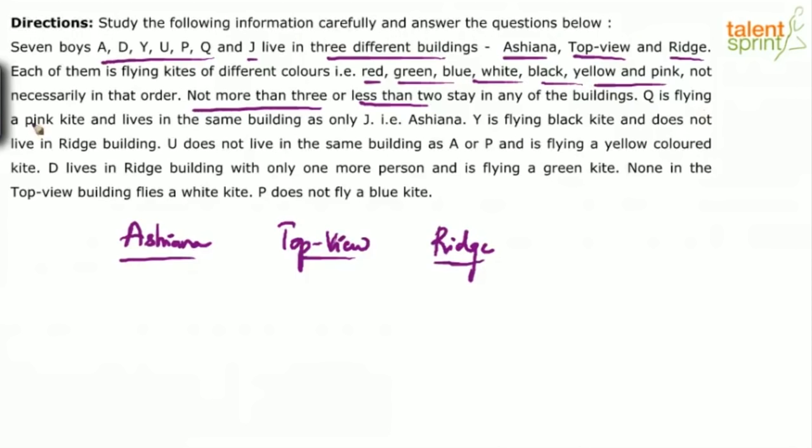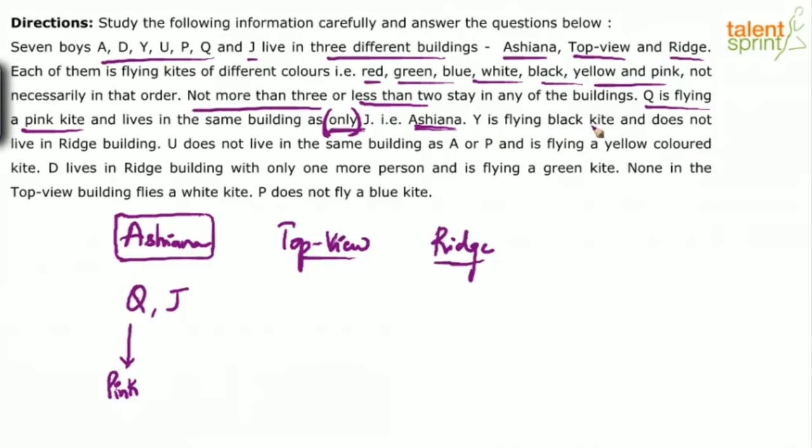First statement: Q is flying a pink kite and lives in the same building as only J, that is Ashiana. Now this is enough of information, right? So clearly Q and J both live in Ashiana. And remember, Q is flying a pink kite. Now this keyword only is very important here. Means what? The building Ashiana is closed now. No other person would come in Ashiana. There are only 2 persons, Q and J, of which Q is flying a pink colored kite.